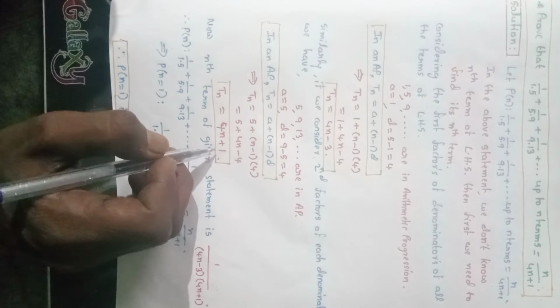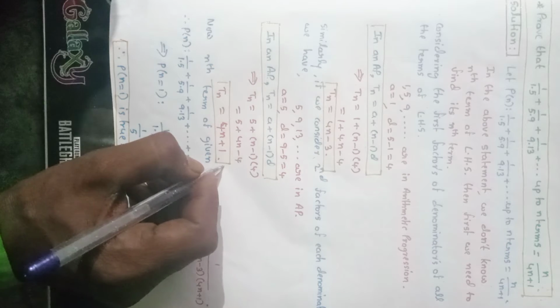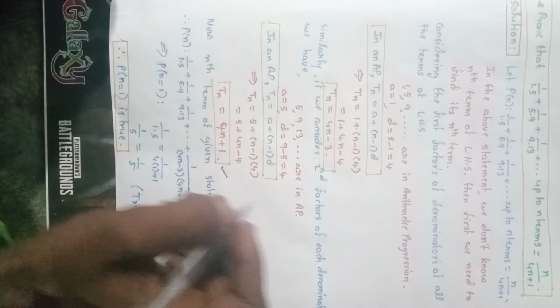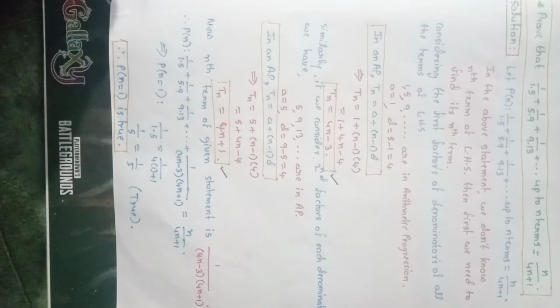5 minus 4, that is plus 1. So you will get only the term 4n plus 1. So here, this is the nth term of the second factors. This is the nth term of the first factors of the denominators of every term.